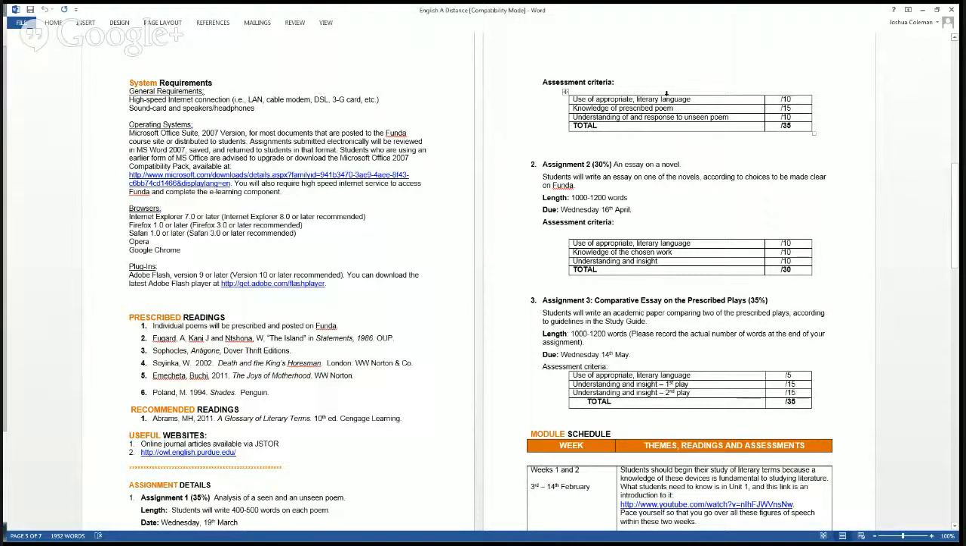Then you get 10 points for your knowledge and use of literary language in both of the poems, and another 10 marks for demonstrating that you understand this unseen poem, that you can respond to it emotionally and intellectually. So that's a lot of work to be done, and the deadline is the 19th of March. Then we'll go on to studying our novels.